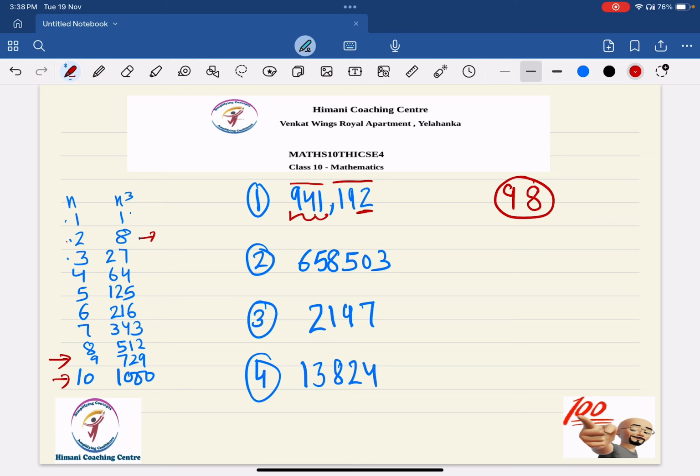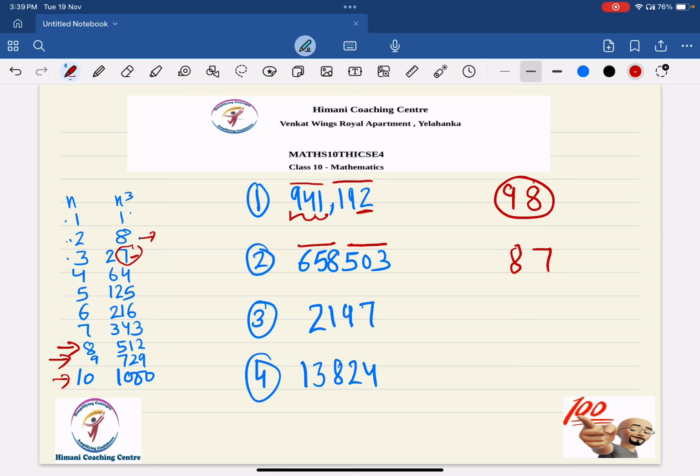Now let us look at this question, 658503. Now look at the number 3. What was the job? What is 3 cube? It gives us 27. Just write 7. We don't write anything else. We just write the unit digit of the cube. Like 3 cube is 27, we are interested in this for finding the unit digit. Now 658. Go back to the table. You will find 8 cube is 512 and the answer is 87.